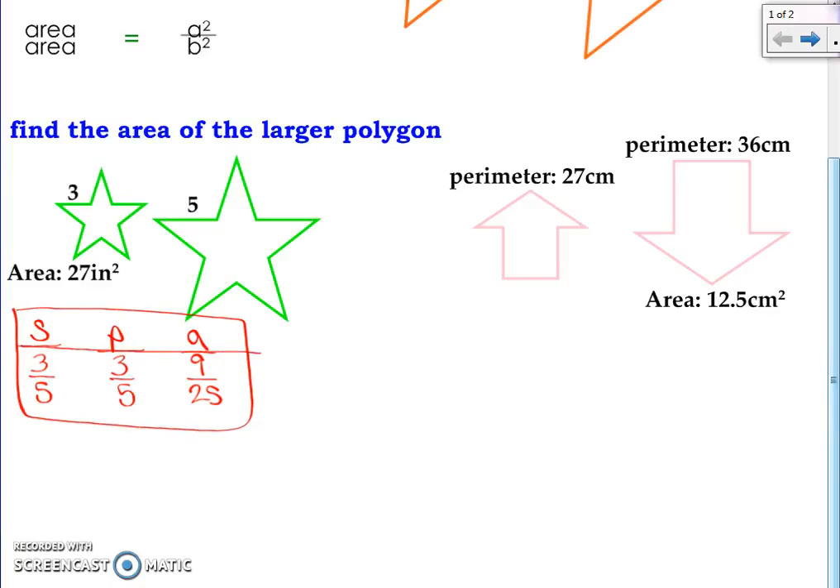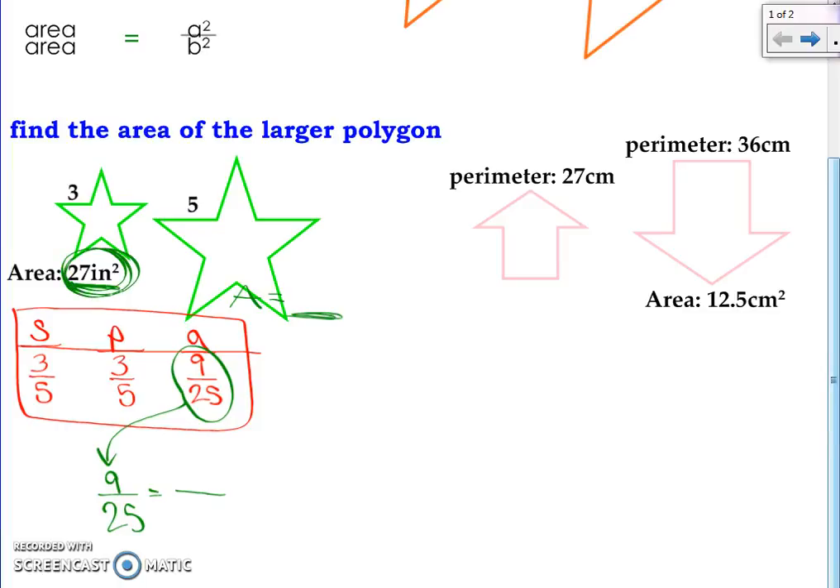We are looking for the missing area. Okay, so we have one area, we're looking for the missing area. So if we're looking for an area, which fraction do you think will help us find that? Probably the area ratio. Okay, so we're going to take this right here, we're going to write the area ratio, and then we're going to set up another fraction. So they've given us one area. Okay, is this on the small star or the big star?